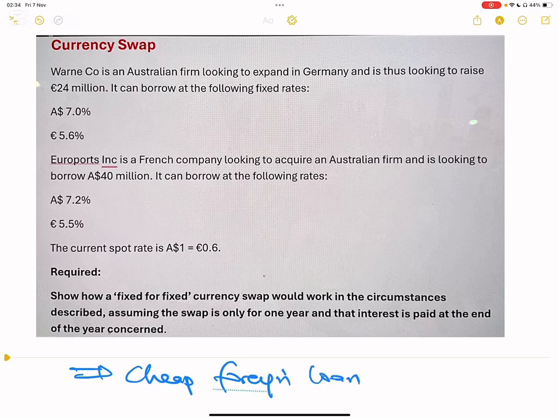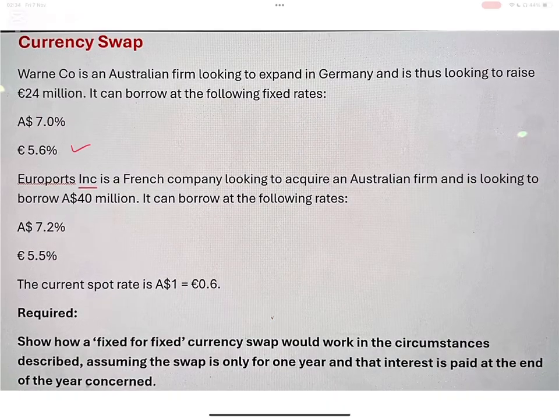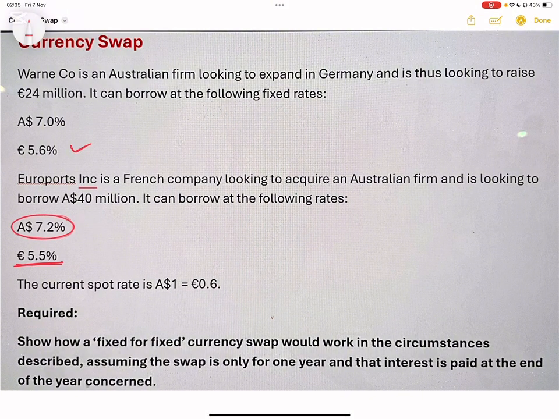And if you had read this scenario that I have here, you discover that if one is trying to go to Euro by himself to borrow, he will have to borrow at 5.6. But if Eurospot helps him to borrow, he'll be able to get the same loan at 5.5. Same thing applicable to Eurospot. If Eurospot decides to go and borrow by himself in Australia, he will have to pay at 7.2%. However, if he's smart enough to use currency swap, one can actually borrow for him at 7%, much cheaper.